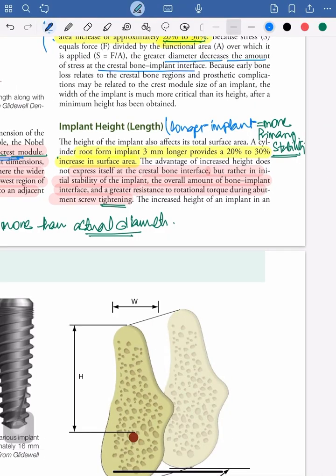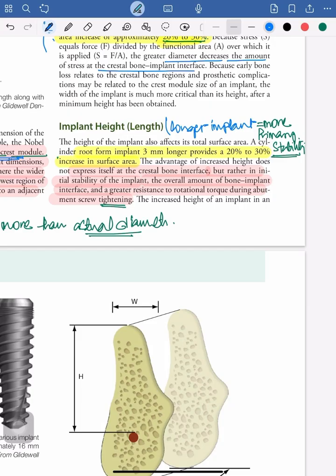So now we come to implant height. Why is height important? Every 3 millimeter of additional implant length provides a 20 to 30% increase in surface area. But I would say that very long implants, especially two-piece implants, I'm not talking about zygomatic and basal implants, they have a different philosophy and principle, do not have the same impact as when you increase the width of the implant.